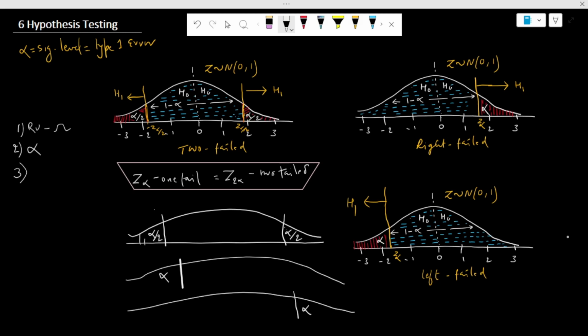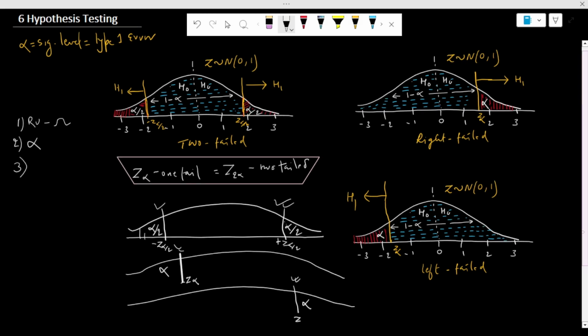And for each demarcation line in a two tail test as well as left and right tail test, we calculate their corresponding tabulated score. So let us call it minus Z alpha by 2 for two tail test and plus Z alpha by 2. And for left tail test, the tabulated score is Z alpha, and for right tail test it is Z alpha.